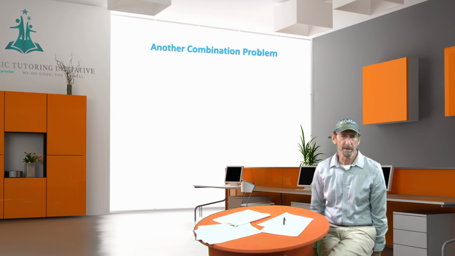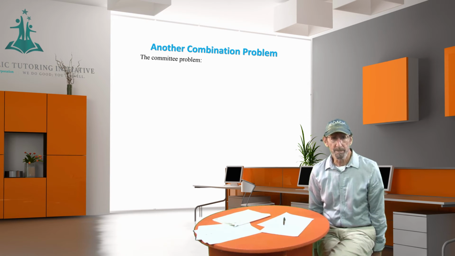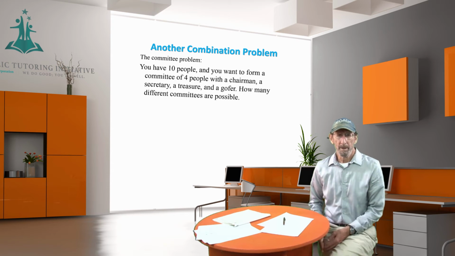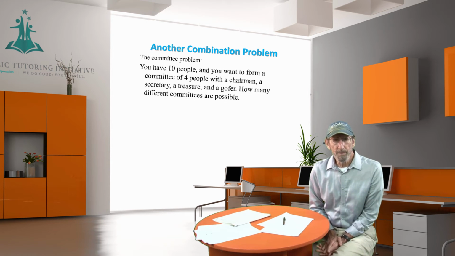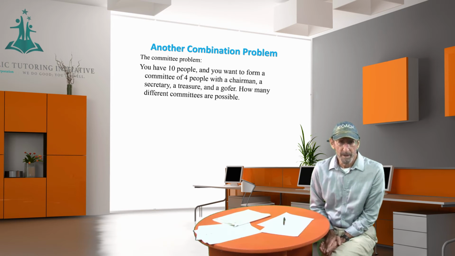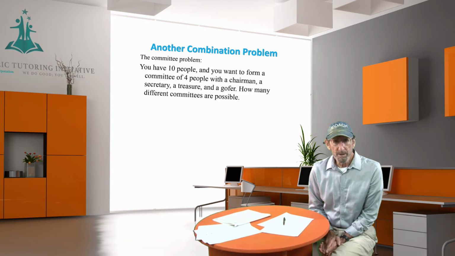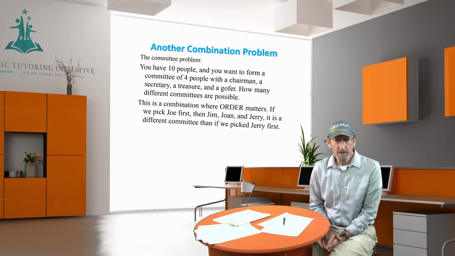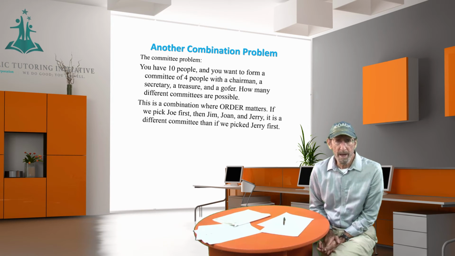Okay, let's make it a little harder. This is the committee problem. You have 10 people, and you want to form a committee of 4 people with a chairman, a secretary, a treasurer, and a gopher. How many different committees are possible? Well, this is a combination problem where order matters.